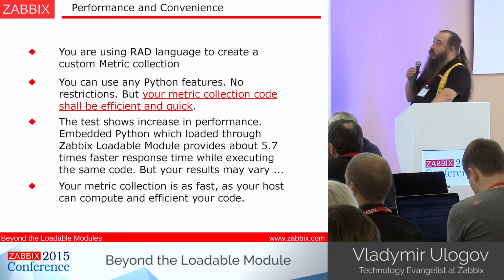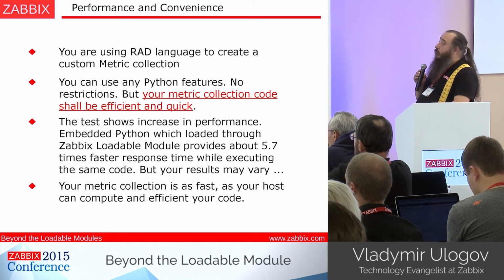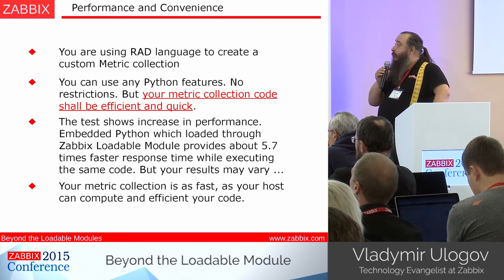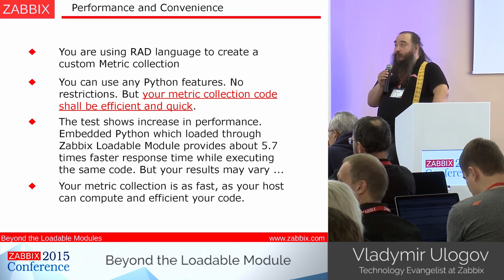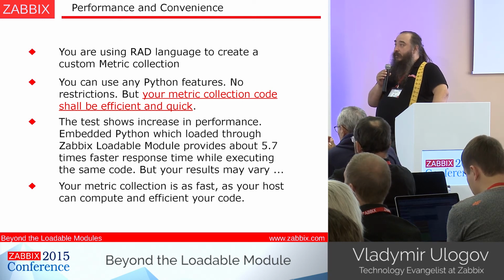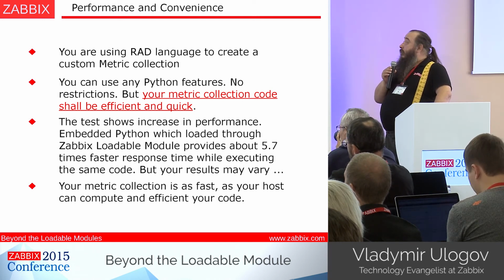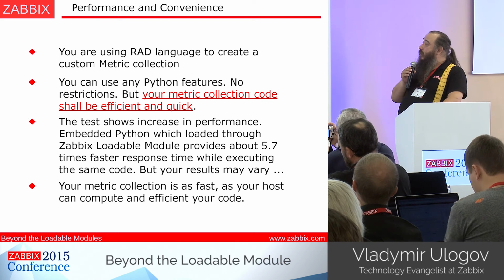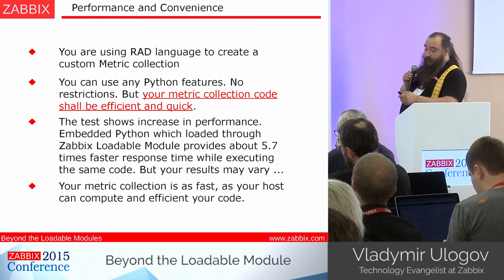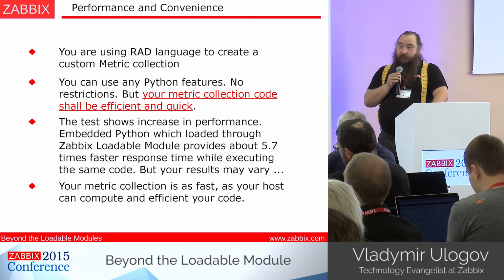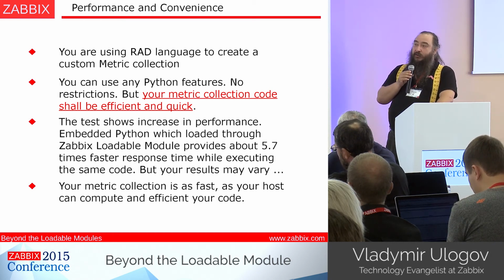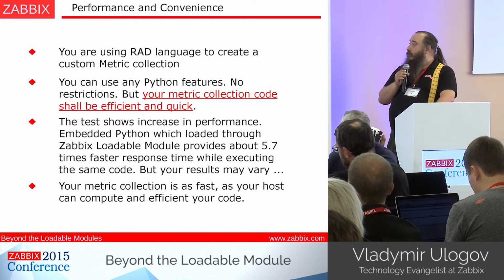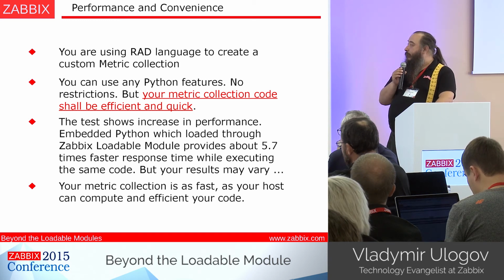So, what do you get as an outcome of that? You are using a rapid application development language to create your custom metrics. Then, as I mentioned before, you can use any Python features I am aware of. And again, at this point, I'm not aware of any restrictions. But your metric collection code should be efficient and quick. Remember, if it takes half an hour to collect your metric, you shouldn't use that way. So your metric collection should be quick.